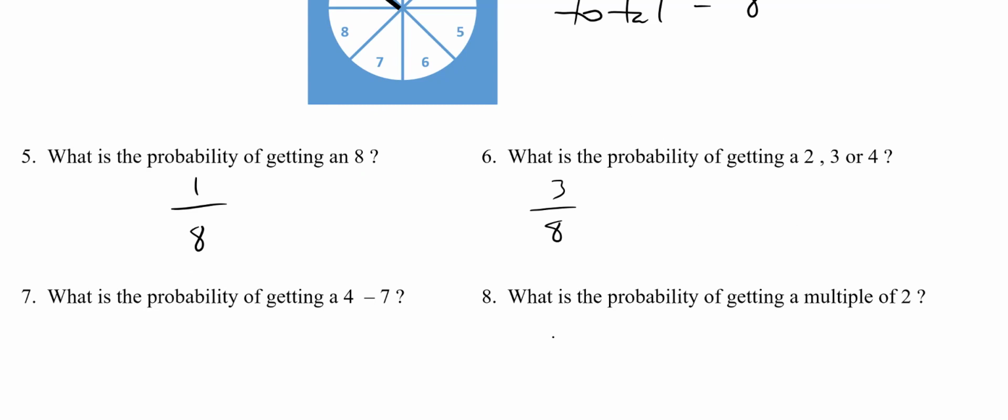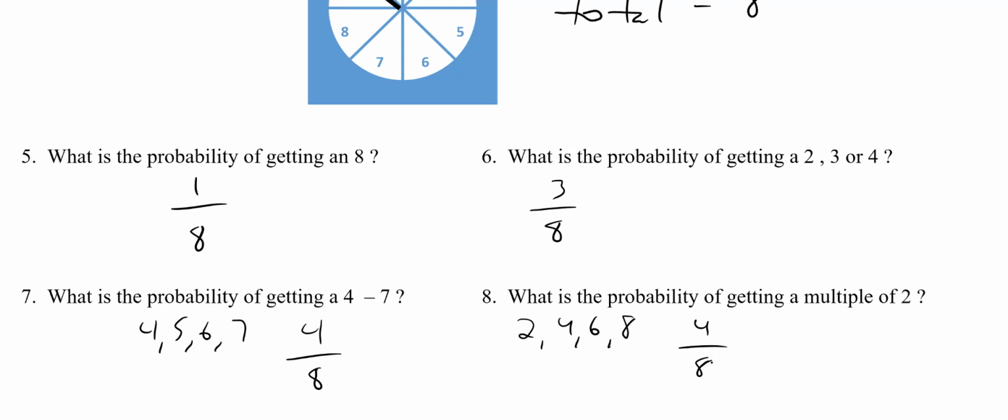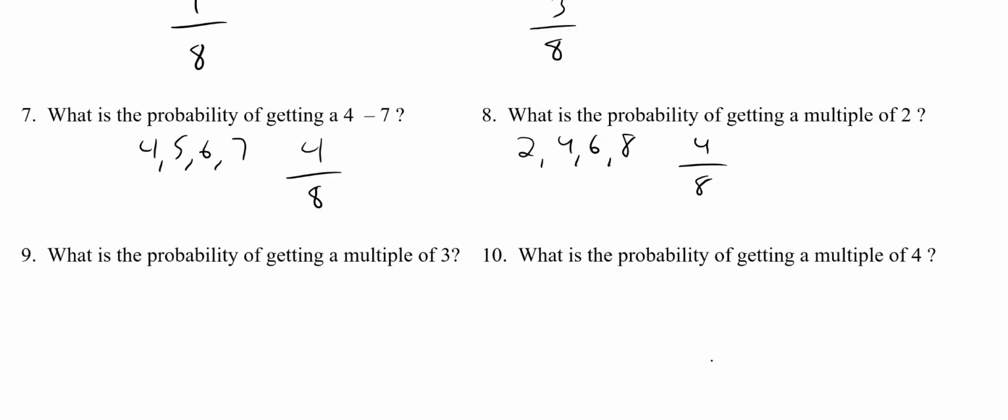What's the probability of getting a 4 through 7? List them all: 4, 5, 6, 7. So there's 4 of them out of 8. And the probability of getting a multiple of 2? Multiple of 2 means 2, 4, 6, 8, or 10. It keeps going up, but since it only goes up to 8, it's just those. So you get 4 out of 8 for that one. Probability of getting a multiple of 3? List them all: 3, then 6. You want to say 9, but 9 is not a number on the pie. So it's just 2 out of 8. And a multiple of 4 is 4 and 8. You want to go further, but those are the only 2 numbers that are multiples of 4 in here. So it's also 2 out of 8.